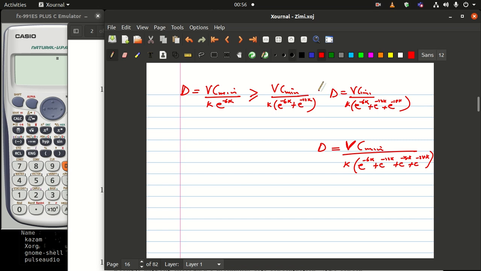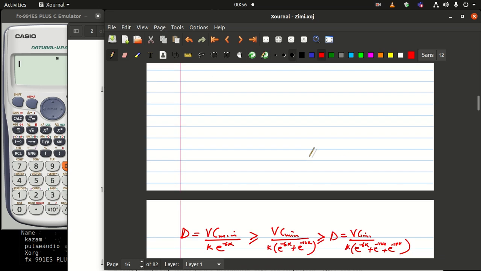So we are going this way, and of course we are going this way. So this D is bigger than this one, and this one is bigger than that one, and this one is bigger than that one. So the question that we are having here is this.